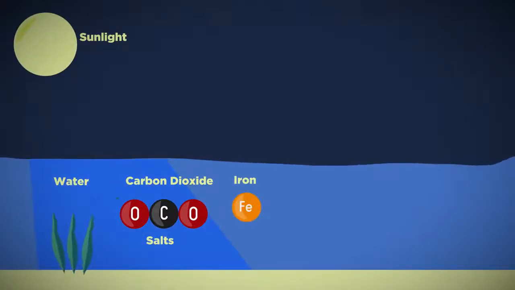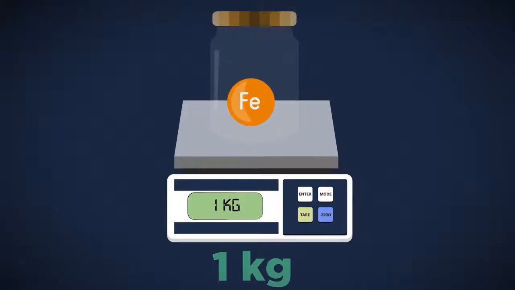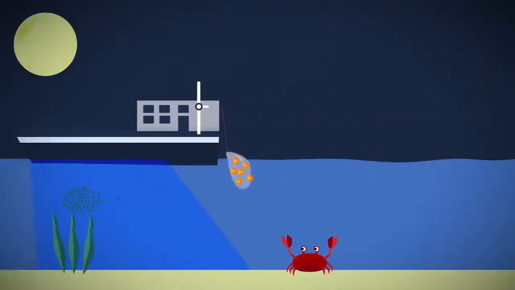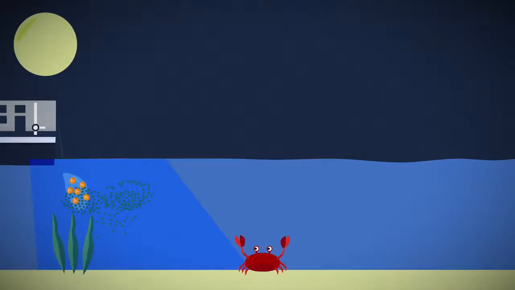However, the element iron is missing because most iron salts are insoluble, and green algae need iron in tiny amounts to build their bodies. Thus, for each kilogram of soluble iron(II) sulfate we add to the oceans, around 100,000 kilograms of carbon can be fixed, because now the algae have all the minerals they need to grow.